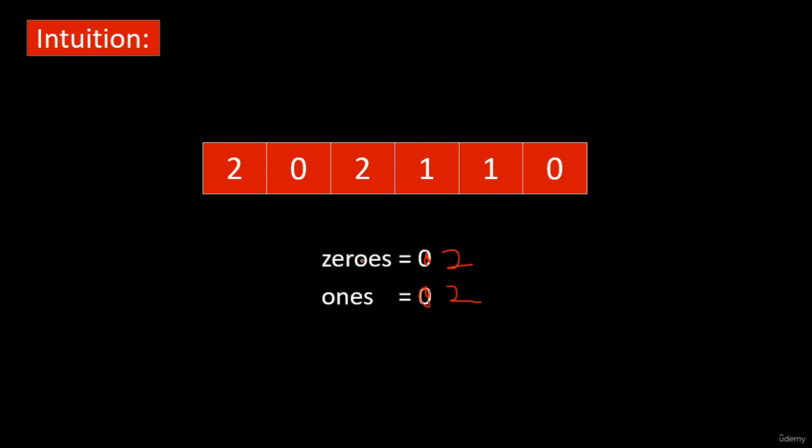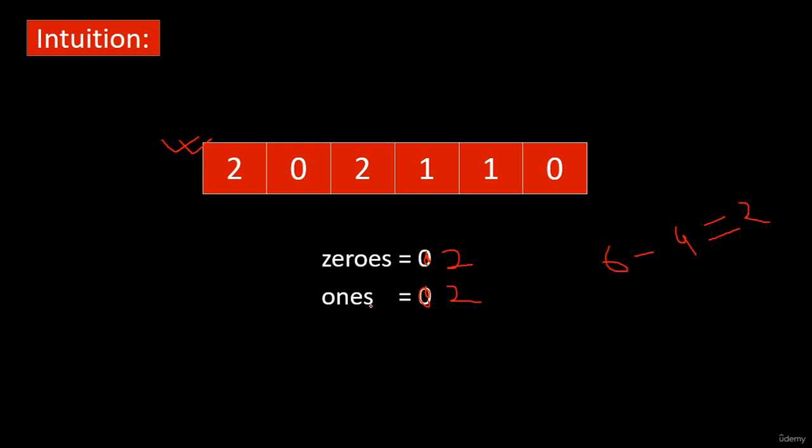Now we know the number of zeros and the number of ones. Now we can find out the number of twos. Let's see how. The length of this array is 6. So 6 minus (zeros plus ones). That means the number of zeros plus the number of ones, that is 4. So 6 minus 4 equals 2. The number of twos in this array is 2. We can find out the number of zeros and the number of ones by scanning this array from left to right once. We'll see how when we go through the pseudocode.